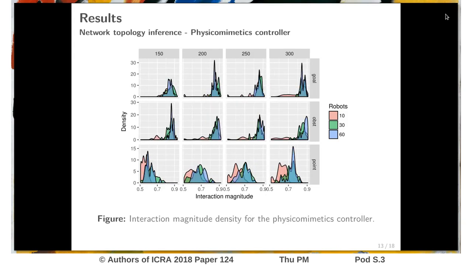Physical mimetics is based on the modeling of attraction and repulsion forces. Goal-based scenarios maintain a solid distribution above 0.8 no matter the size. Communication range seems to narrow the distribution to higher interaction values.